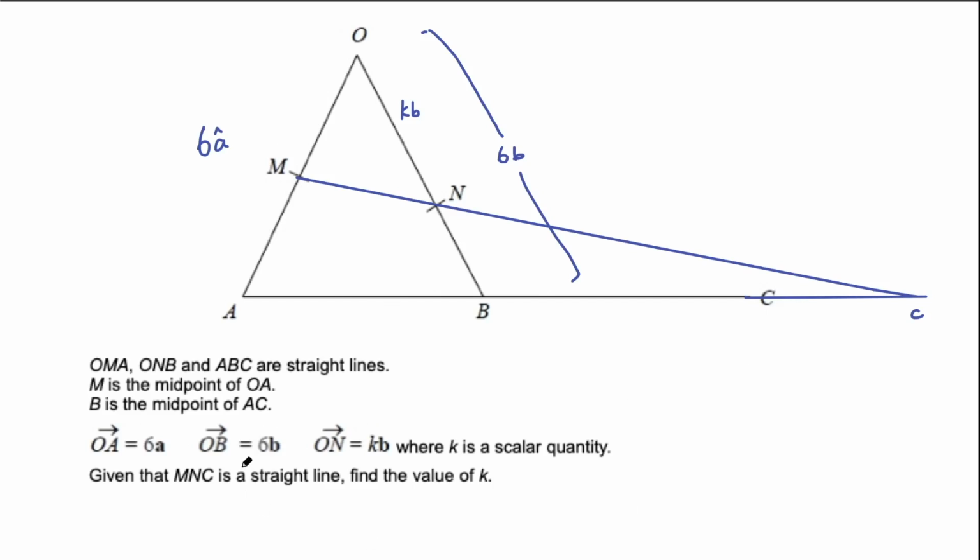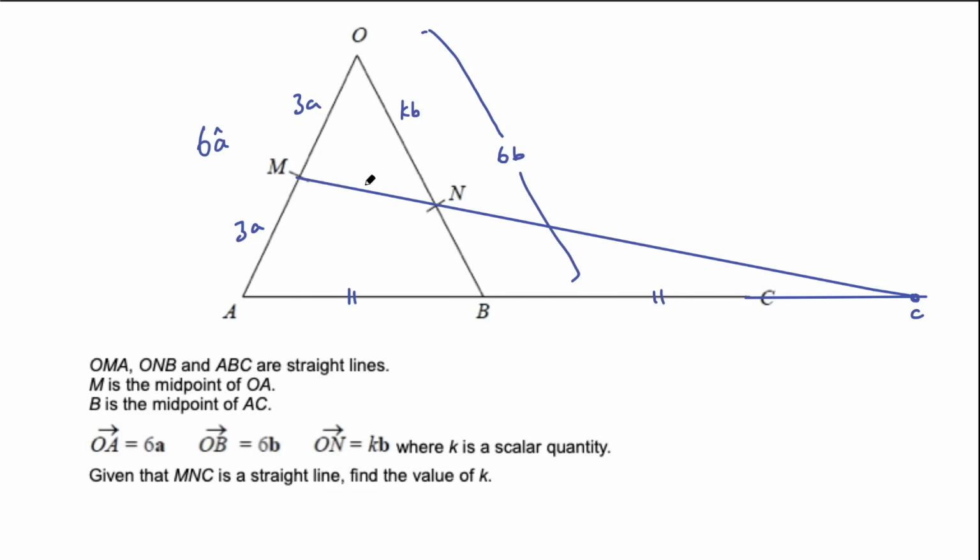Okay, now they tell us that M is the midpoint of OA, so that means that this is 3a and this is 3a, and they tell us that B is the midpoint of AC. Even though it doesn't look it on this diagram, AB is equal to BC. Okay, so these two lengths here are equal.